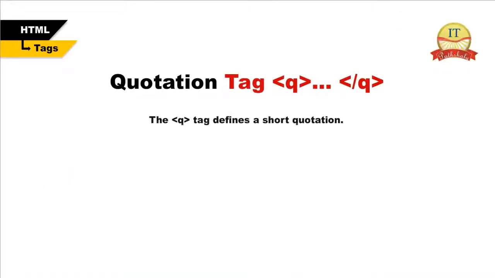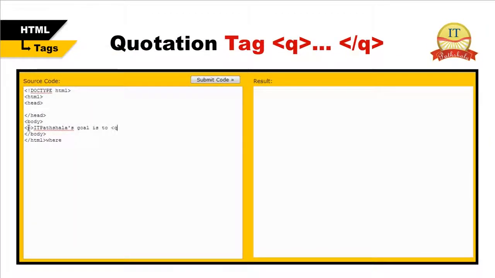Q tag. The Q tag defines a short quotation in an HTML document. In the following example, we shall enter the part of a sentence in between the Q tag. Please observe the final outcome carefully.